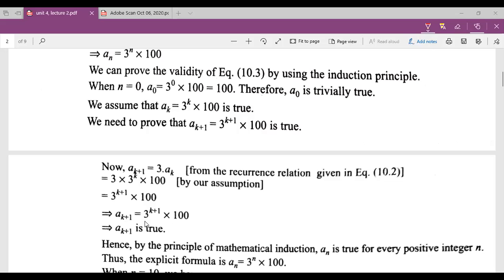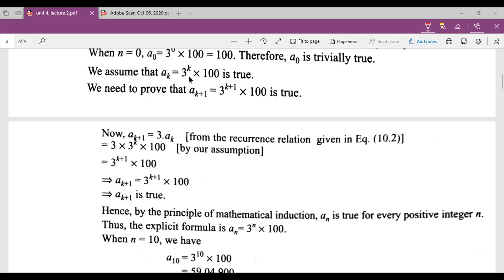This is true for k plus 1 terms, so a k plus 1 is also true. Hence, by the principle of mathematical induction, an is true for every positive integer n. So the explicit formula for the recurrence relation is an is equal to 3 power n into 100.